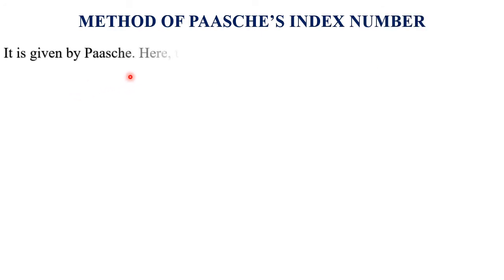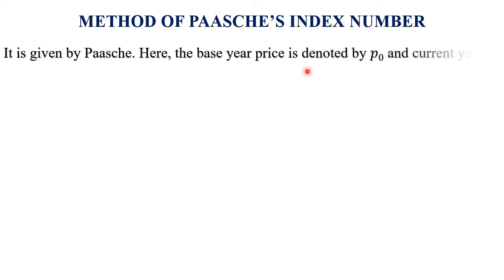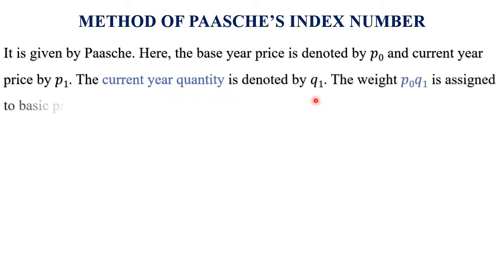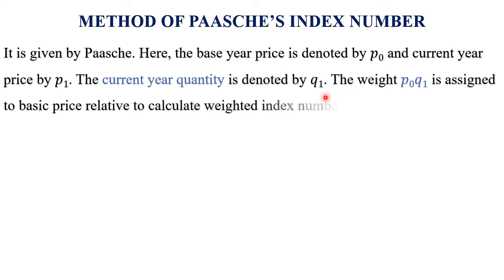Next is the method of Paasche's index number. Now it is given by Paasche. He was a statistician. Here the base year price is denoted by P0 and current year price by P1. The current year quantity is denoted by Q1. See, in the last year we used the base year quantity. In Paasche we are using the current year quantity.